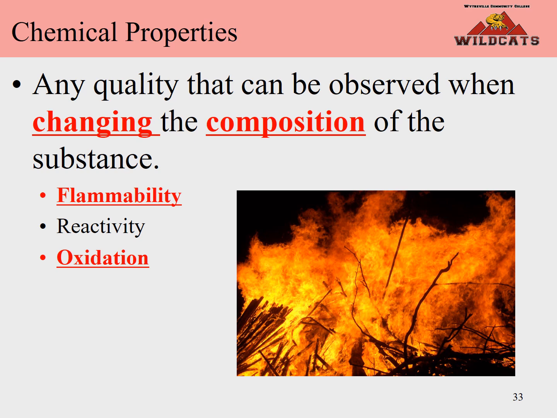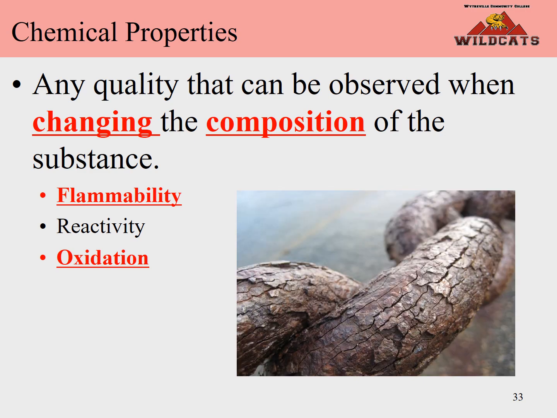Chemical properties are any quality that can be observed when changing the composition of the substance. Classic things we'll hear about are flammability, reactivity, oxidation. We have a whole chapter on oxidation and reduction in Chem 112. In chapter number 4, we'll look at it in a little bit of detail to give us some background of what's happening. And then in Chem 112, we try to determine why it's happening and come up with some unique ways of measuring it. Oxidation is like that flame in the lower right-hand corner. Oxidation is like the rusting of this anchor chain.